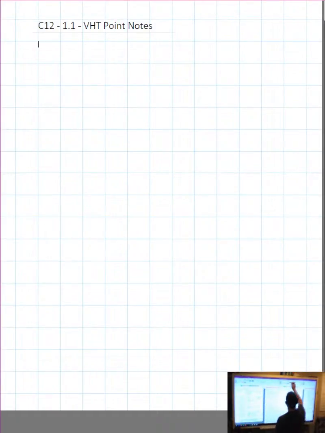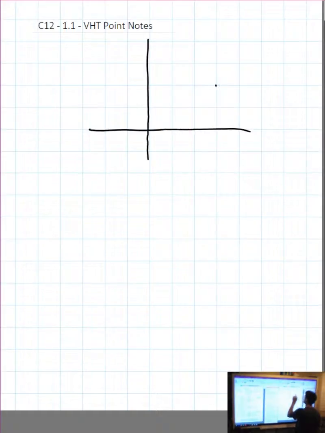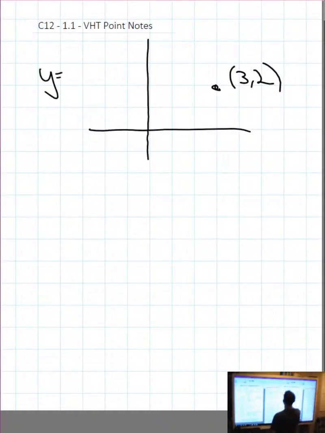Okay, so remember to watch the theory first, and the formulas are a review after the test. So let's start with the notes, and let's take the point 3, 2. And let's just say y is equal to f of x, and it's simply just 1 point on the graph. So 3, 2 is on f of x.